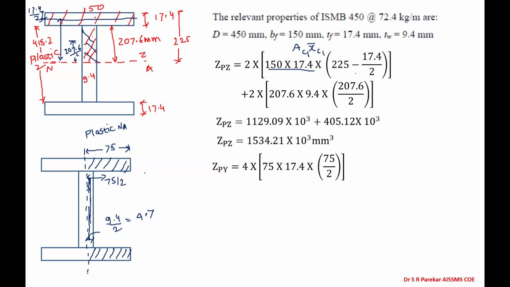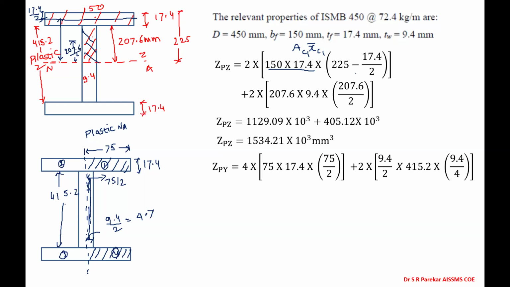So now we will go one by one, 4 times. I already mentioned, this is 1, 2, 3, and then 4 times. So 4 times 75 into 17.4. We have thickness of flange as 17.4 into 75 by 2. It will act at center. Plus 2 times of web. So 2 into 9.4 by 2, 4.7, into this distance we already know, which is 415.2. Same we have considered over.